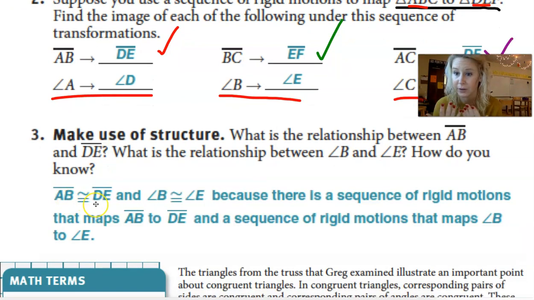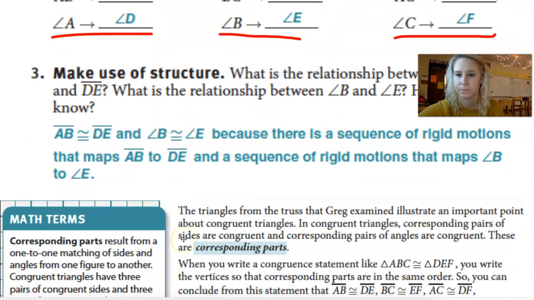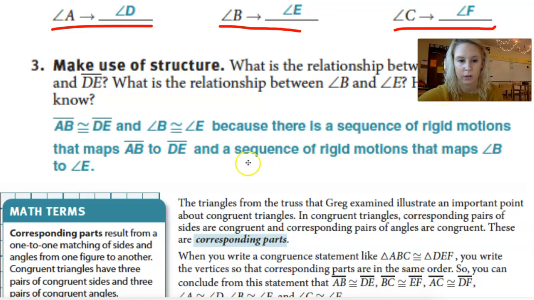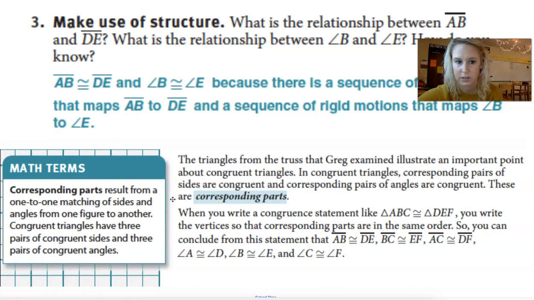So I said they were congruent, okay? So I said that AB was congruent. You could have written out the word congruent too. So they are congruent because there's a sequence of rigid motion that maps them onto each other, okay? So they are congruent because there is some sequence, we talked about reflection, of rigid motion that will map them onto each other, okay? So put that in your own words. All right. Pause that if you need to continue writing down, otherwise I'm going to move on.